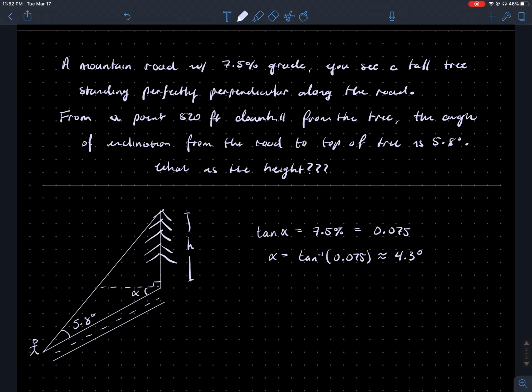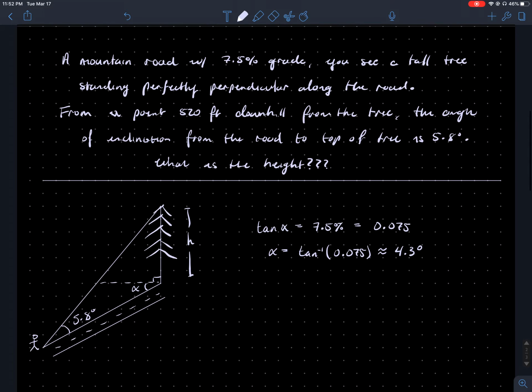which is as expected because tangent inverse has a range of negative pi halves to pi halves, and we know that grade can be a negative grade, but it can't exceed 90 degrees, right? We got this 4.3 degrees. If we had a negative grade, we'd have a negative angle. We'd be going downwards. So maybe in a different story problem, we are up here and the tree is down here, and the grade maybe was negative 7.5%. But either way, let's continue on.